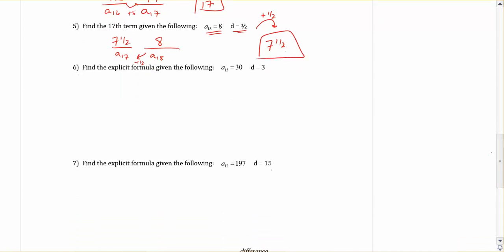All right, number 6 and 7 are kind of two-step problems. So this is what you might struggle with the most. So I'm going to do this step by step to make you understand it better.